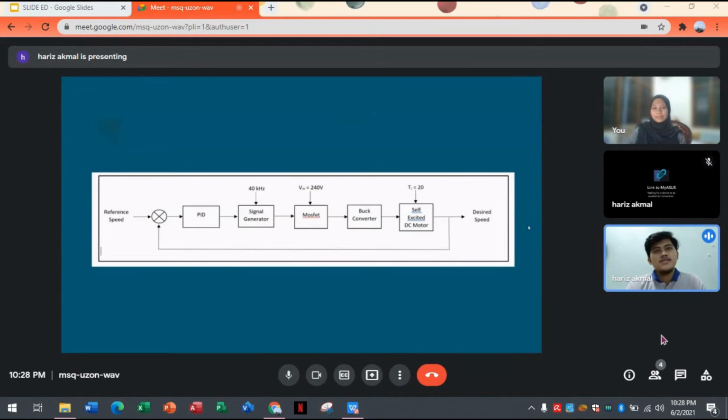The first one is the block diagram that we use for our circuit. It starts from the reference speed 1600, and then we use a PID block, signal generator, which is a PWM subsystem with input 40 kHz for frequency, MOSFET for switching, buck converter, and self-excited DC motor. And lastly, we will get our desired speed. If we don't get our desired speed, it will repeat again through the PID and through the other system.